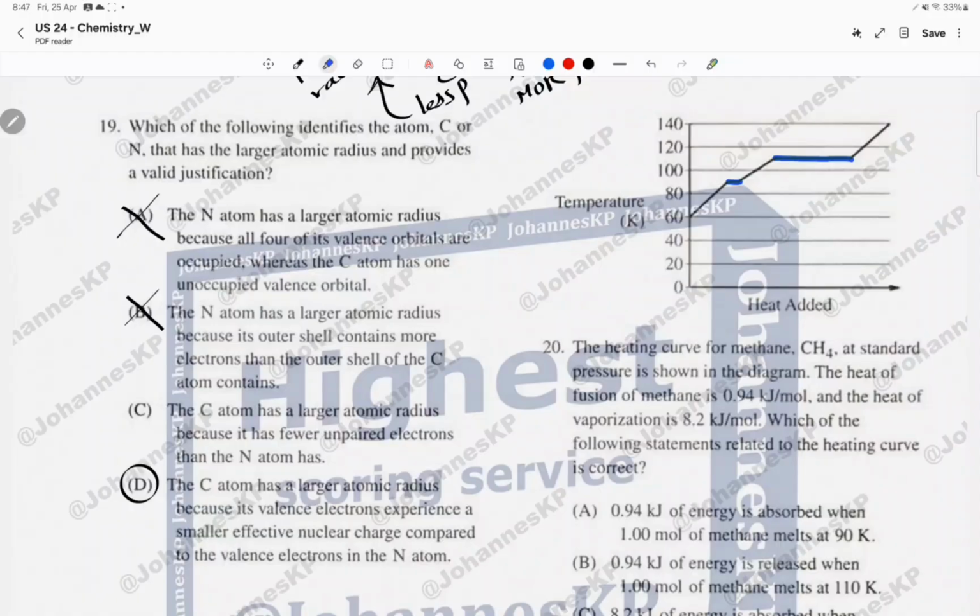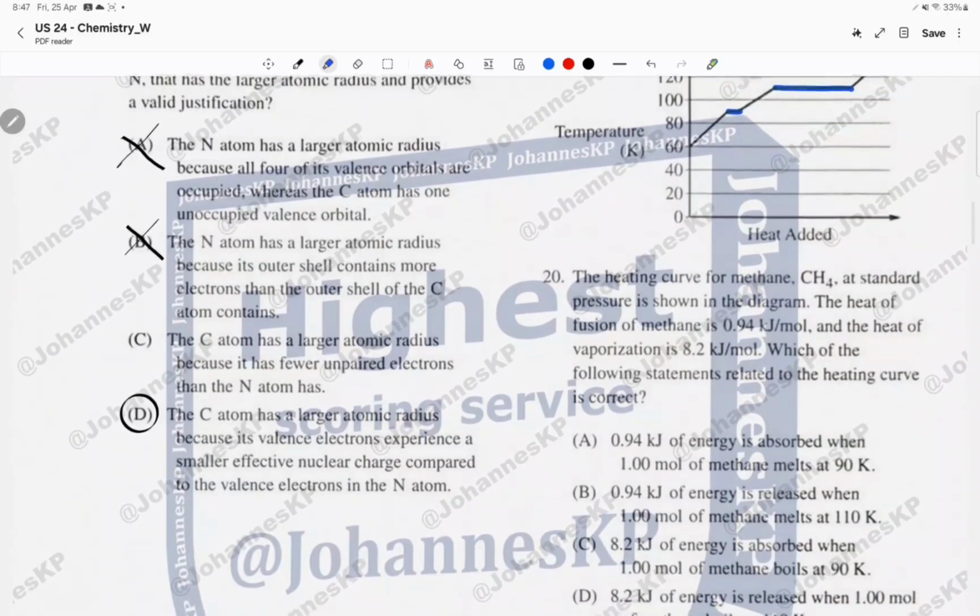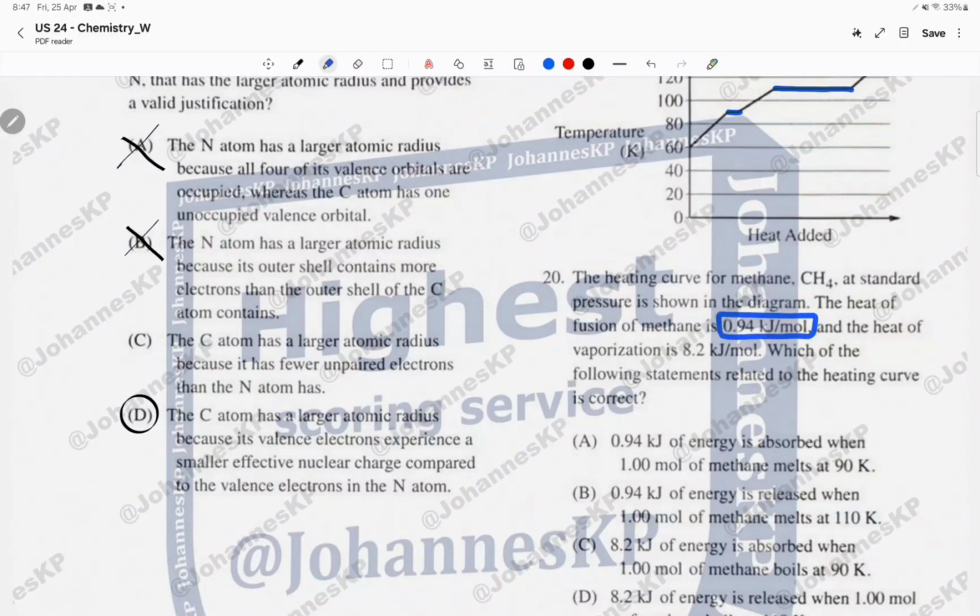Okay, so let's see. Heat of fusion is for the melting, right? Or for the freezing. And so if you were to melt it, you would have to absorb the heat. So what does 0.94 kJ per mole mean? That's how much heat is absorbed when you're going to melt 1 mole of methane. And the melting happens at the melting point, which is 90 Kelvin. So it's going to be choice A.